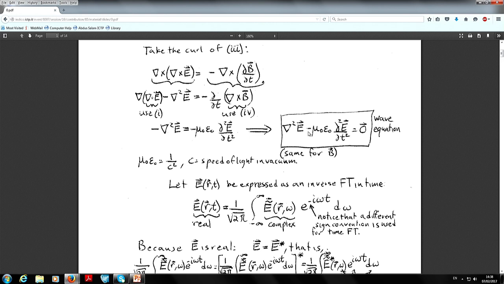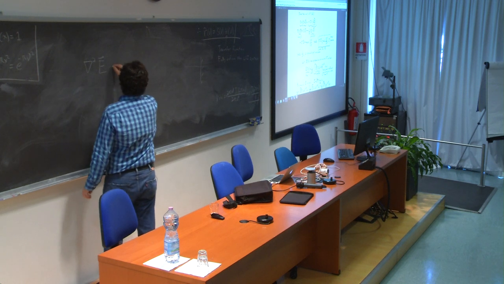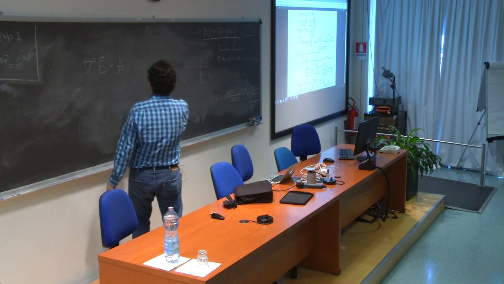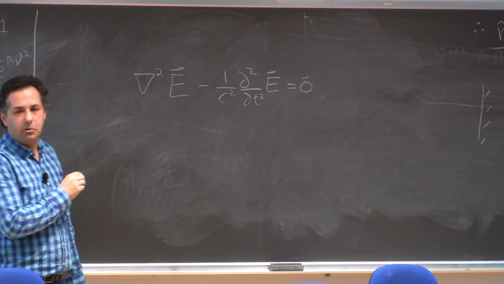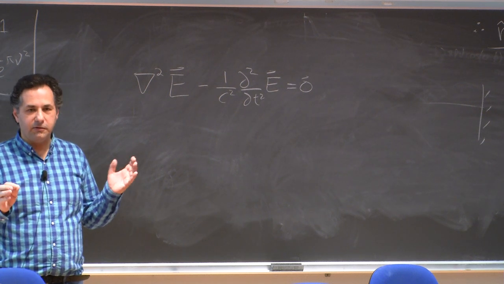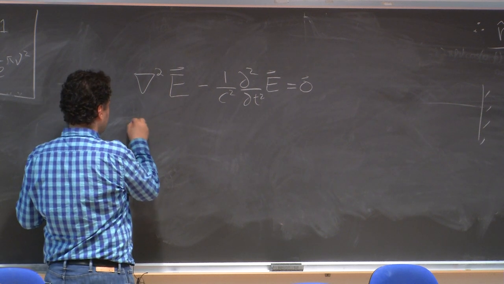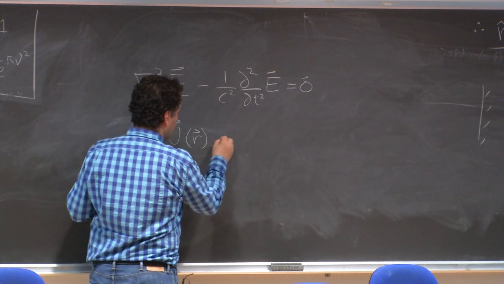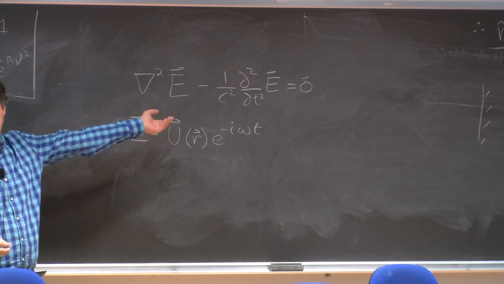So once we have this wave equation, the Laplacian of E minus, let me write, 1 over c squared, c the velocity of light, times the second derivative with respect to time of E is equal to 0. And what happens if the field is monochromatic? Monochromatic means only one frequency, so I can say E is some u of only the spatial position times something that depends on time, which is e to the minus i omega t, or minus i 2 pi nu t, if we want.